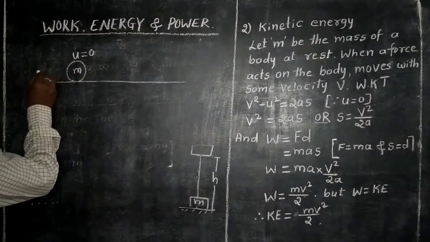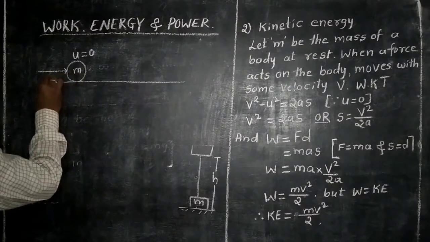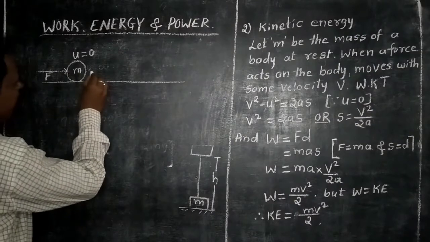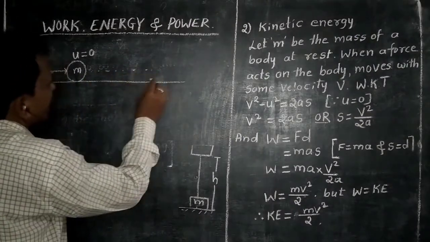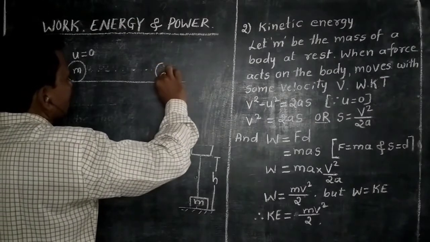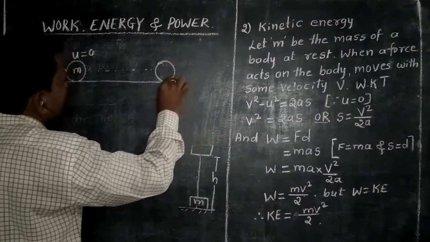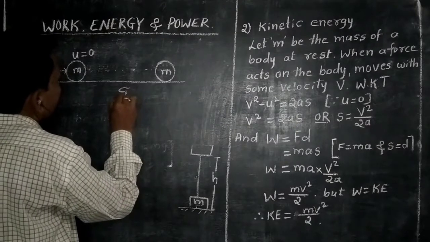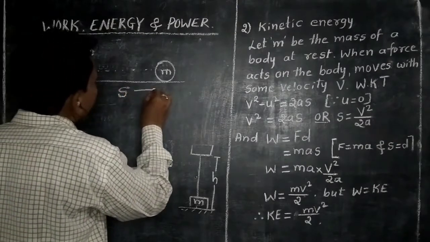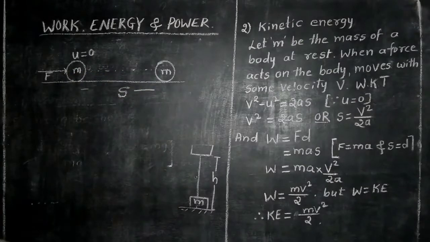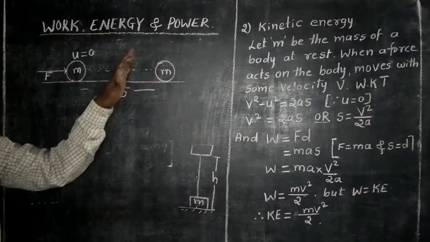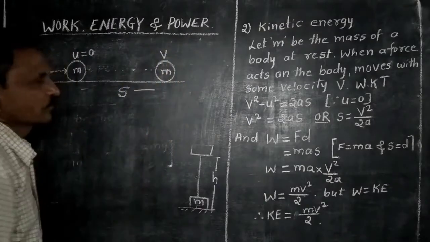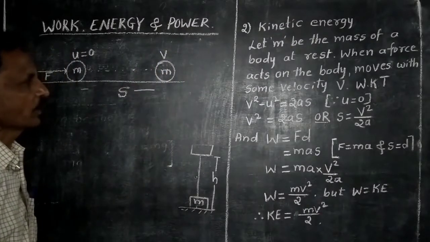When an external force F acts on the body in the given direction, the body starts moving, and it covers a distance s. Let v be the velocity of the body. It is the final velocity of the body.